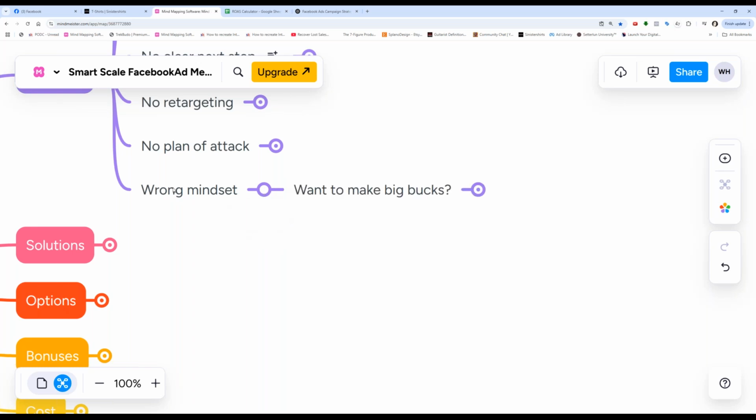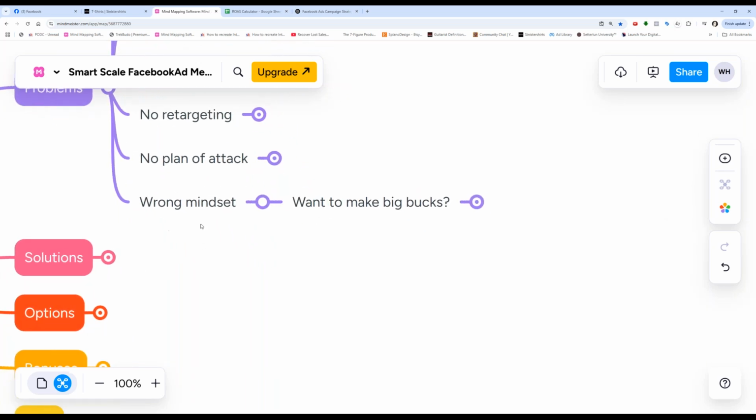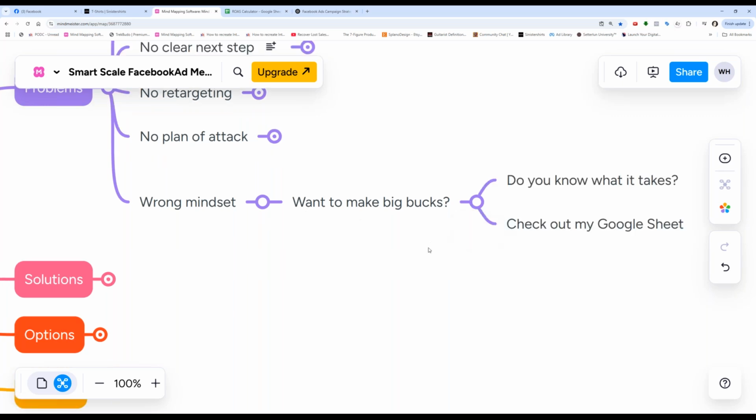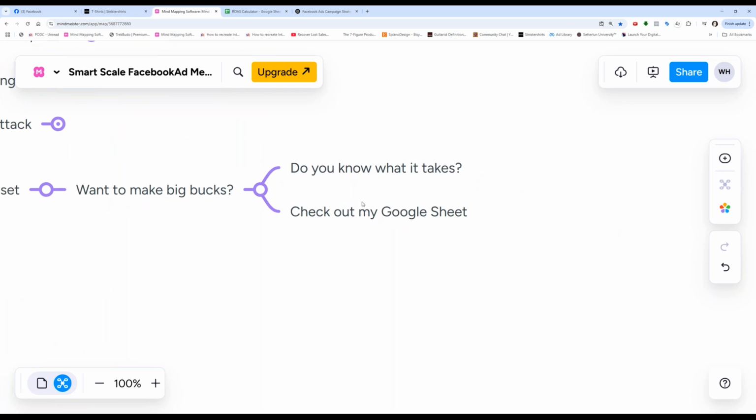Anyway, no plan of attack is big. Using AI to reinforce your plan of attack is always a good idea. Okay, so now here's the other problem, and then we'll keep going through this. That took a little bit longer than I thought. I'm sorry about that, but I love that part. So if you have the wrong mindset, it's not going to work. We did a little bit of this, but if you want to make big bucks, do you know what it takes? So check this out.